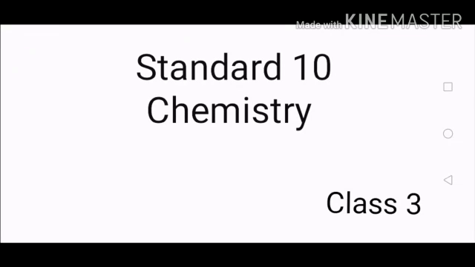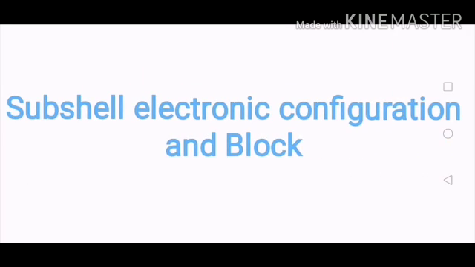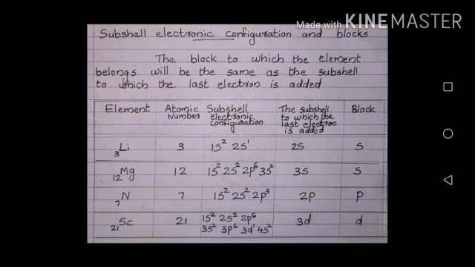In the previous classes, we studied how to write the subshell electronic configuration of elements with atomic number 1 to 30. Today we are going to study about the block and group of various elements. The block to which the element belongs will be the same as the subshell to which the last electron is added.